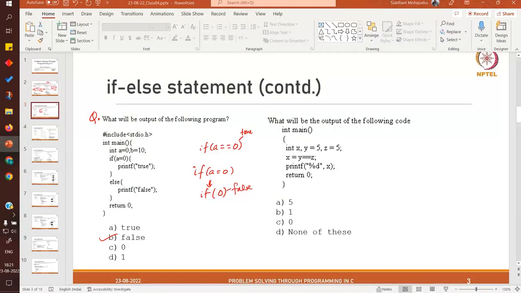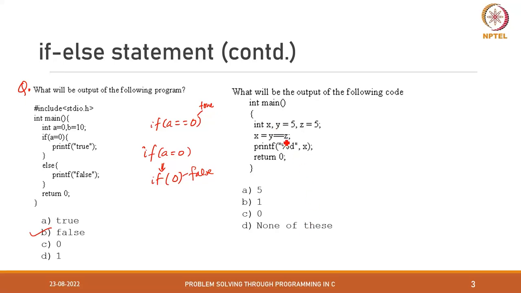Okay, so let's go to the next question. So here we have another question, it's not exactly if else, but it's something related to conditionals. We have three different integer variables x, y, and z, and we are saving x as y equals z. So when we print x as an integer, what will be the output of this particular code?